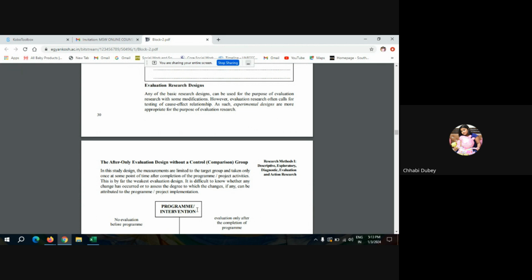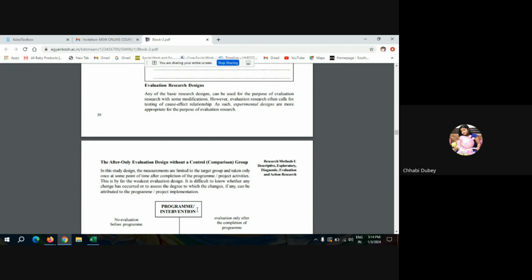Now, here also there are different types of research design. The first is what is known as the after-only evaluation design without a control or a comparison group. In this study design, the measurements are limited to the target group and they are taken only once at some point of time after completion of the program or the project activities. As the name suggests, the measurements are taken only once after the completion of the program.